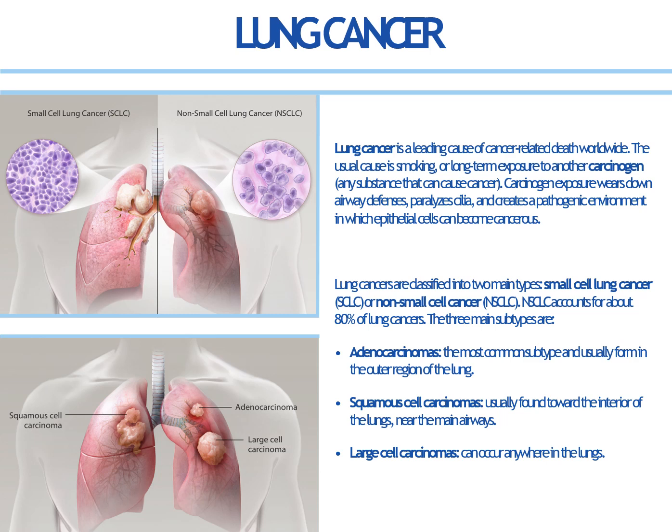adenocarcinomas, the most common subtype, which usually form in the outer region of the lung; squamous cell carcinomas, usually found toward the inferior of the lungs near the main airways; and large cell carcinomas, which can occur anywhere in the lungs.